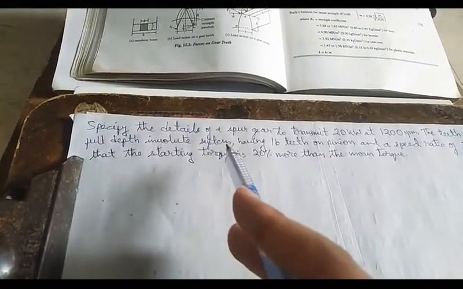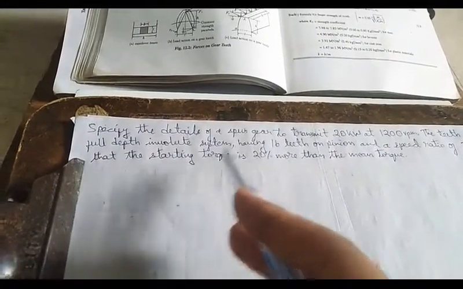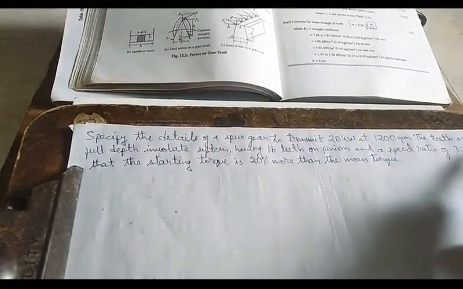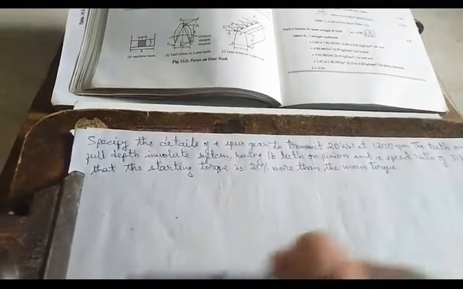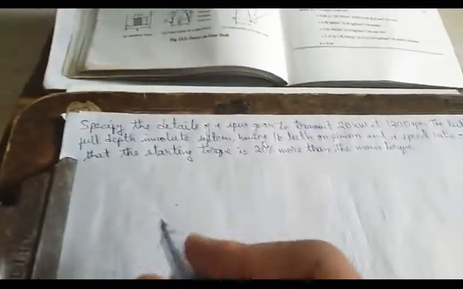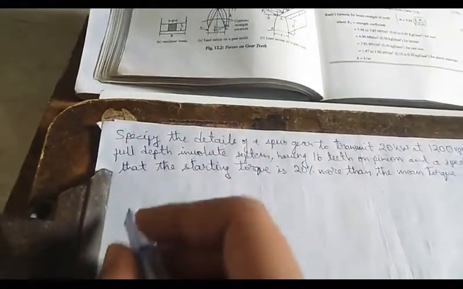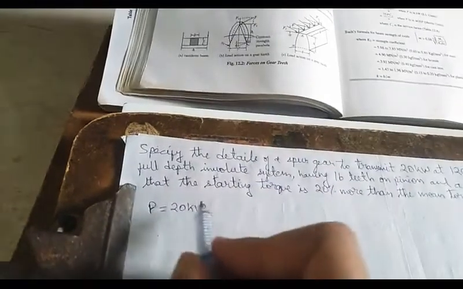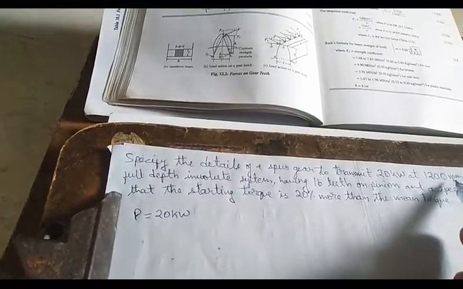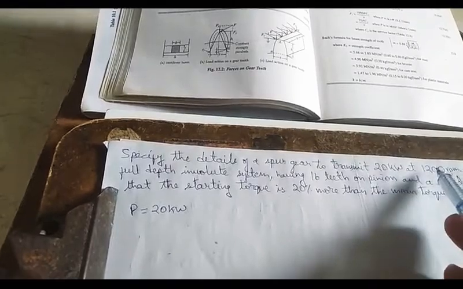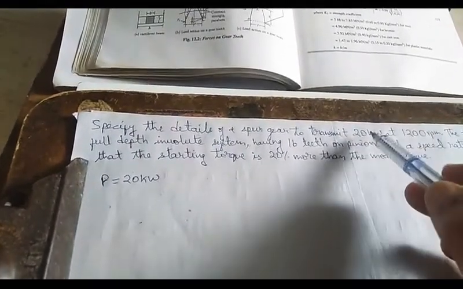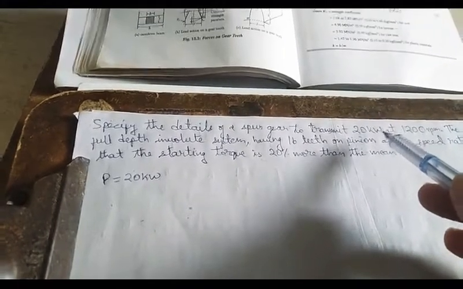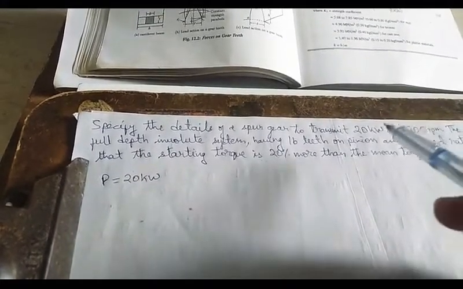So here they are asking us to design the entire spur gear. They have given the power to be transmitted and the speed, and they have given the pressure angle. So we have to design the gear teeth now. Initially we'll write the given data. Power given is 20 kilowatt at 1200 rpm. As I said earlier, the one which generates power is pinion and the one which receives power is gear, or we can also call it as driver and driven.